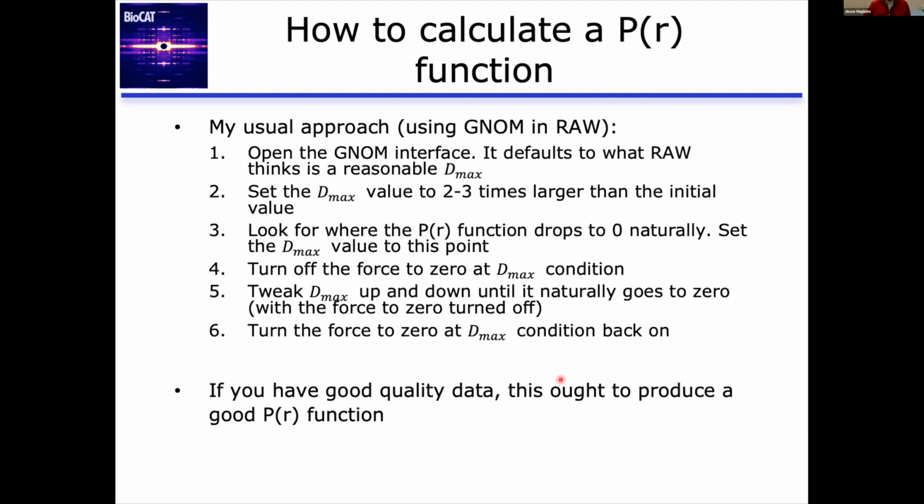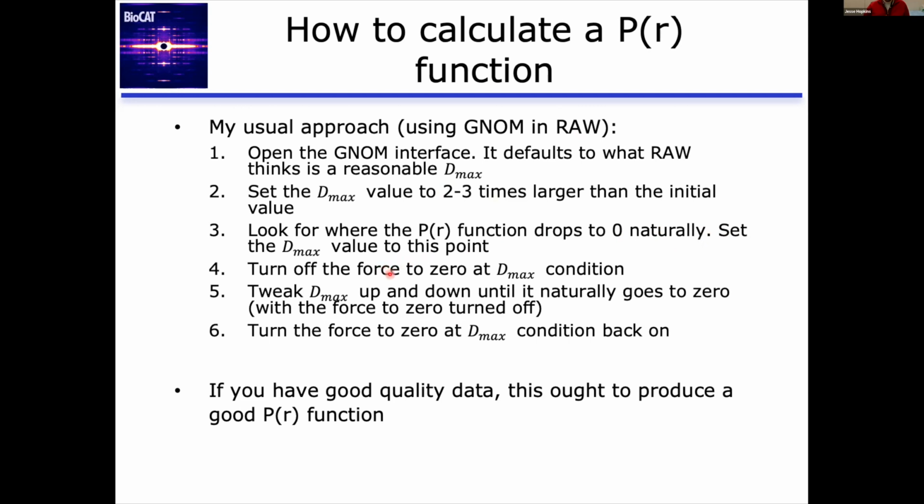My usual approach to this is kind of the generic formula for finding Dmax from good quality data. This is using the GNOM program in RAW, which is what we're going to do in this tutorial tomorrow. And this tutorial will walk you through this. You open the GNOM interface, it'll automatically try to find a reasonable Dmax. I then set the value to kind of 2 or 3 times that. I look for where the function's dropping naturally to 0. I set the Dmax value to that.